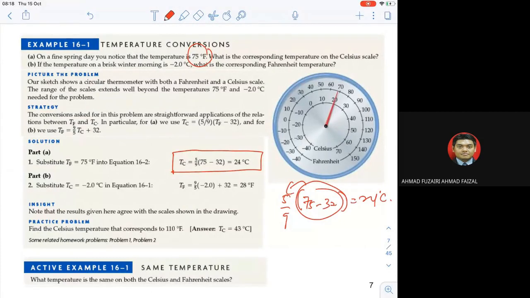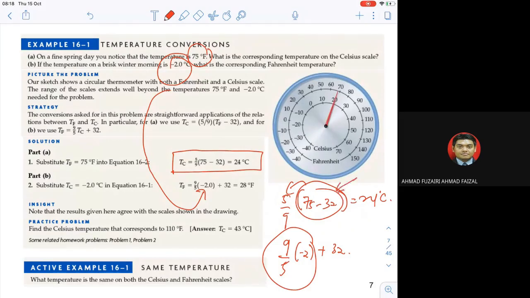Okay, if the temperature on a brisk winter morning is negative 2 degrees Celsius, what happens if the temperature is negative? Then just put the negative value over here like this. To change the temperature scale from Celsius to Fahrenheit, it is 9 over 5 times negative 2 plus 32. So you have to multiply first, then you can add. But if you want to get the temperature in Celsius, then you subtract first, then multiply with 5/9. You can try it on your own.